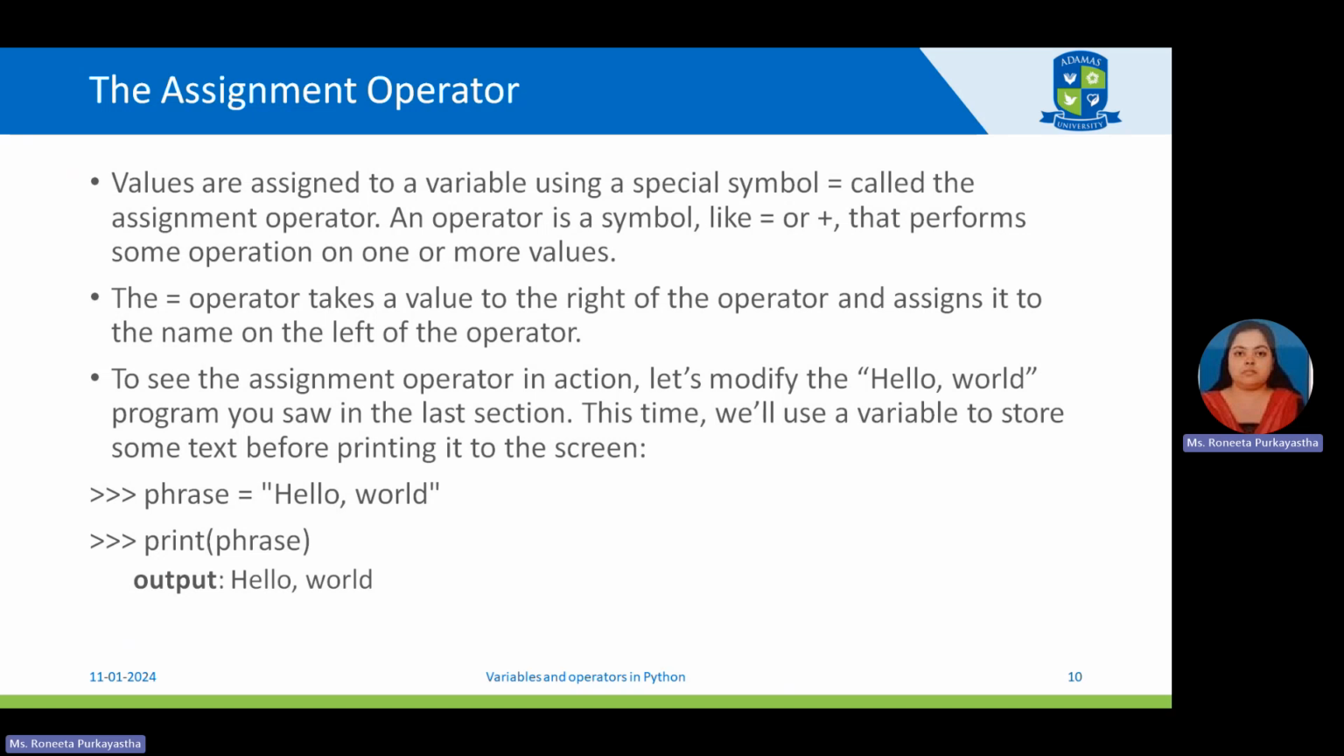Here in this particular program, we have used the assignment operator. We are assigning values to variables using the special symbol equal to. So phrase is equal to hello world, print phrase. That means we are storing the message hello world into the variable phrase and we are just displaying it.